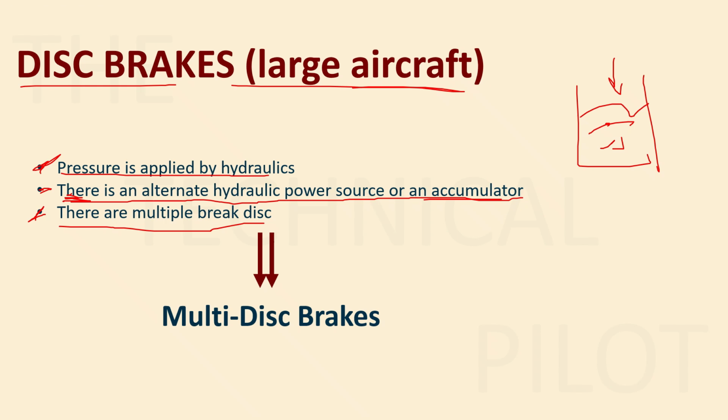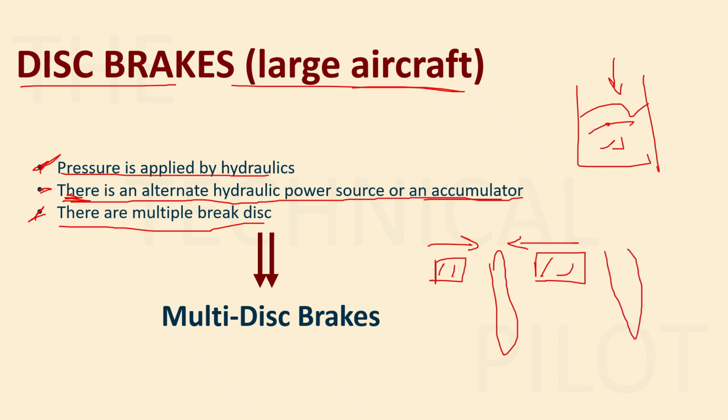And what are these multiple brake discs? Basically, in our previous slide, we saw that there was a moving metal plate, right? And there were your friction pads. These friction pads were being pushed against the moving plate and hence stopping the aircraft. So in a larger aircraft, we add multiple of such plates and braking systems. One more plate, another braking system.